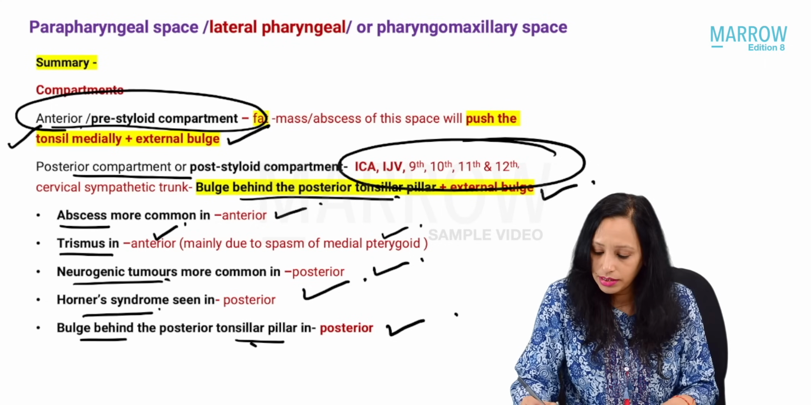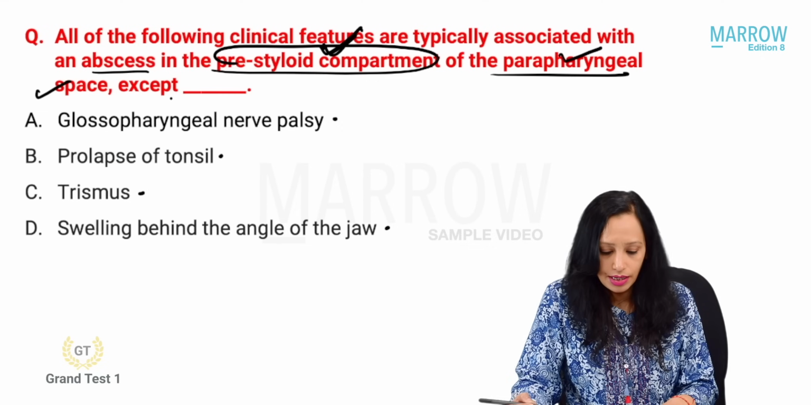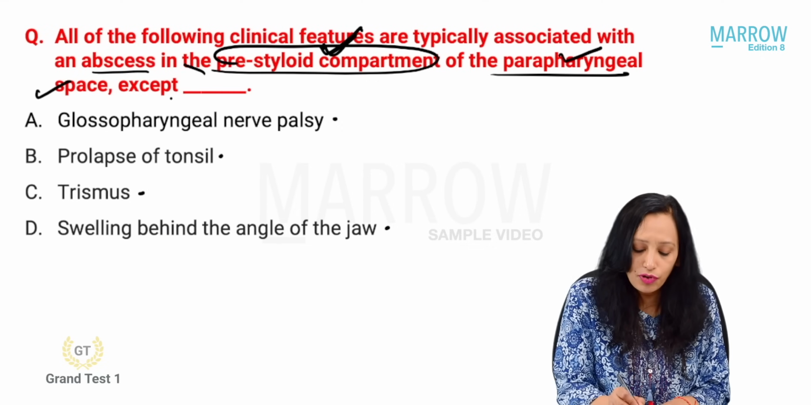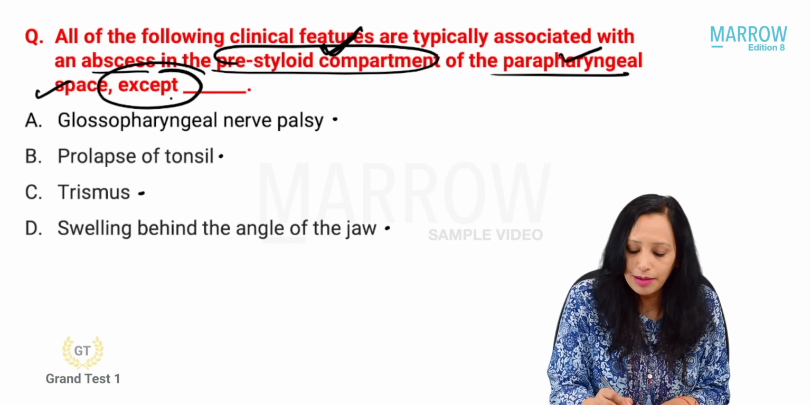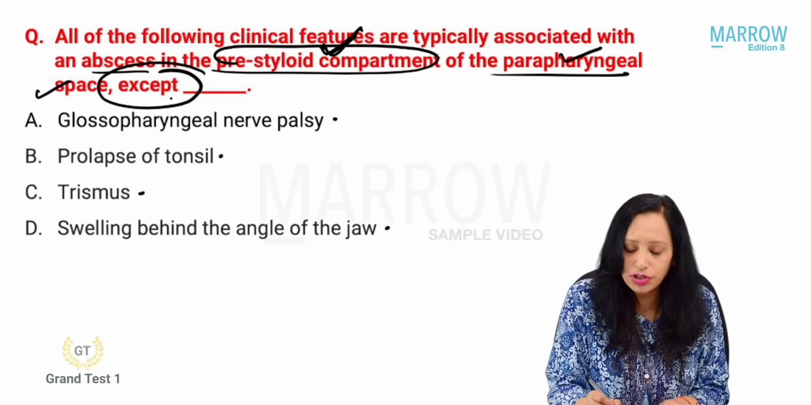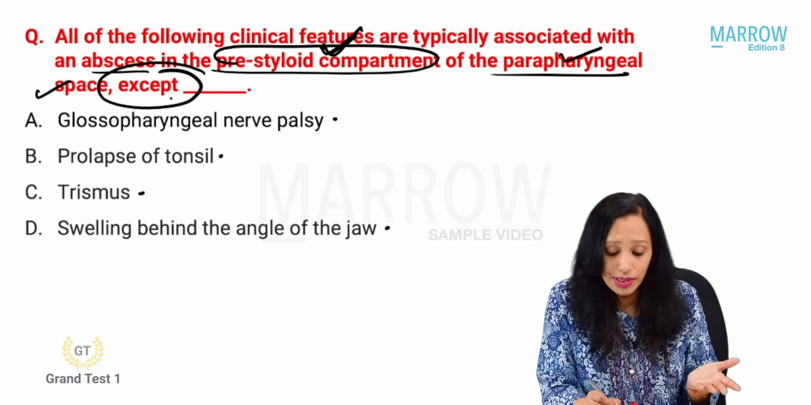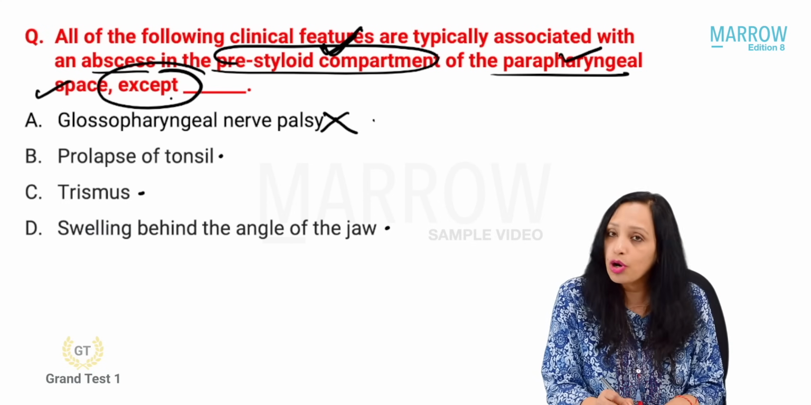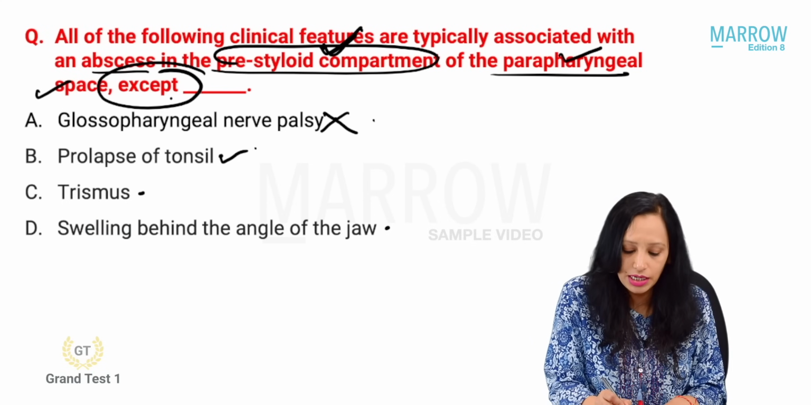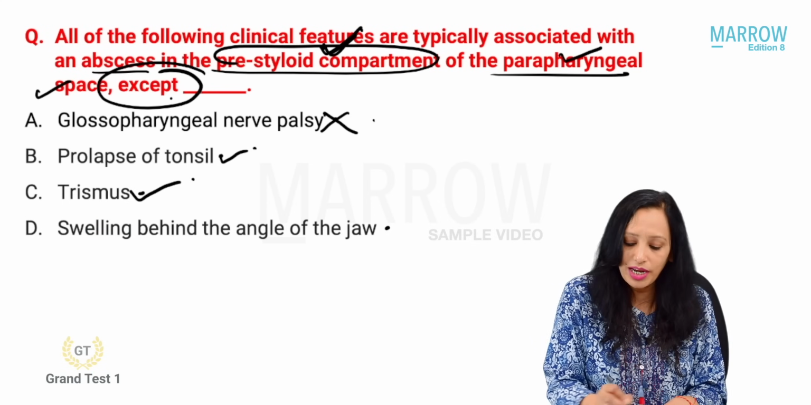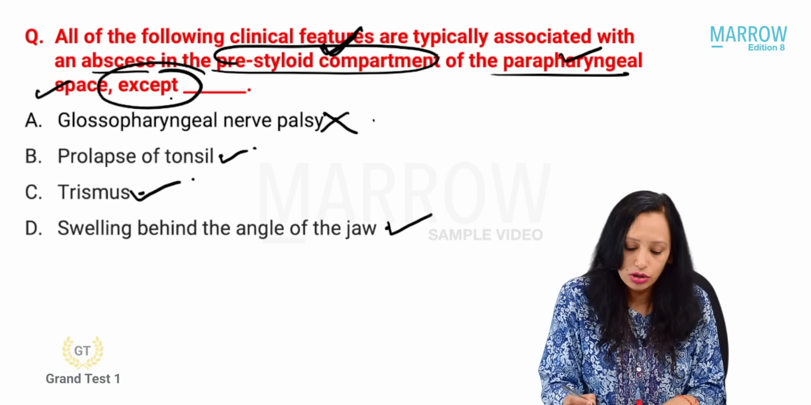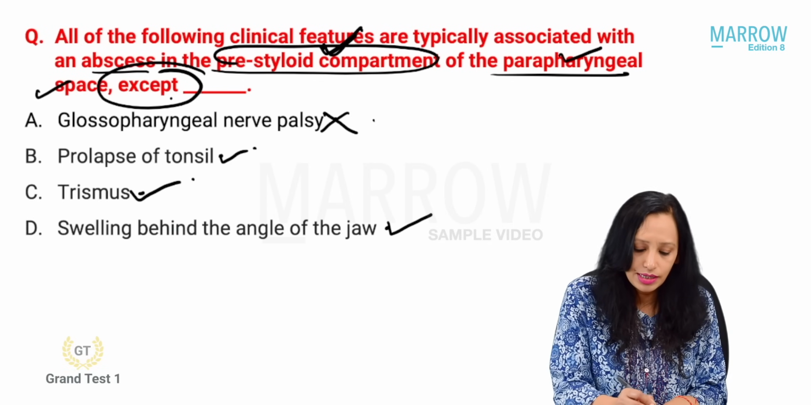Yes, and so now, answer this question for me. What will not be seen if there is an abscess of the pre-styloid compartment? Glossopharyngeal nerve palsy, will it be seen? No, it is in the posterior compartment. No. Prolapse of tonsil, yes, it will be seen. Trismus will be seen. Swelling behind the angle of jaw will be seen. So, what's the answer? Answer is A.